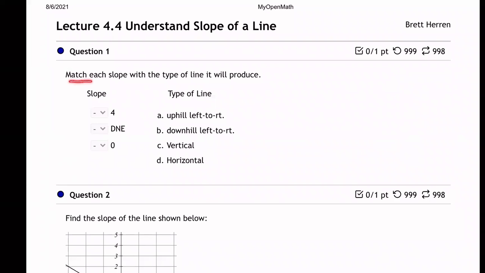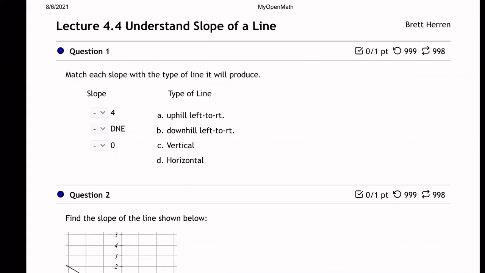Okay, on this question, it says match each slope with the type of line it will produce. Slope of 4, slope of does not exist, slope of 0. What kinds of slopes and lines are they? Well, let me draw a little picture over here to help.